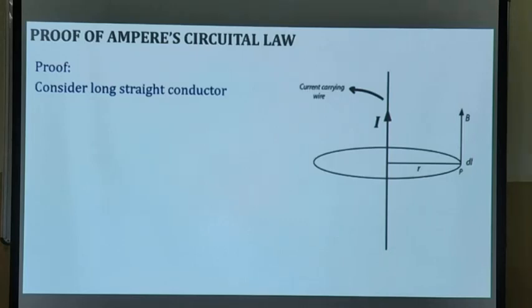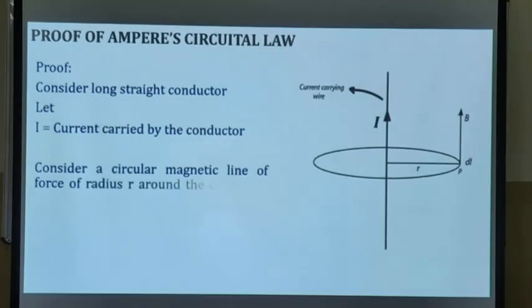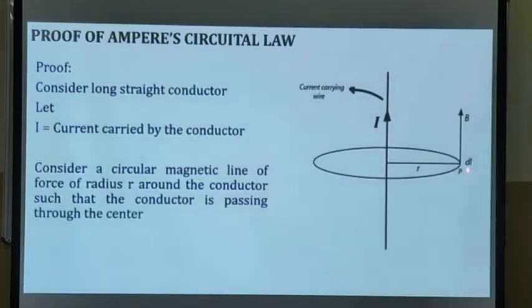Here we will say: consider a long straight conductor, as I was mentioning to you earlier. Let capital I be the current carried by the conductor. Then I will consider a circular magnetic line of force. I am mentioning magnetic line of force in order to not make you people confused. This is nothing but the Amperian surface only, but here I am writing it as magnetic line of force, because in case of a straight conductor carrying current, we will always have magnetic lines of force as concentric circular lines. So accordingly I am considering one such magnetic line of force having a radius of small r, and the conductor is obviously passing through the center of this magnetic line of force.